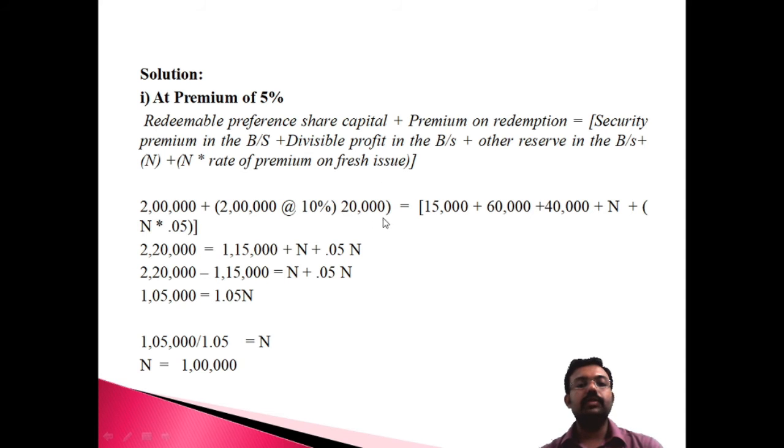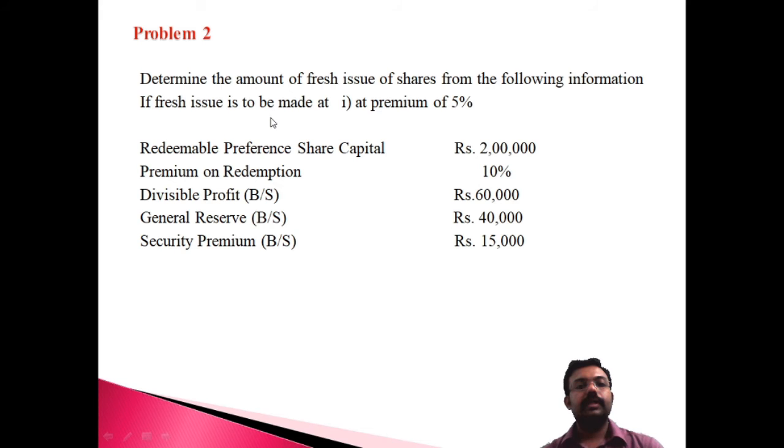Okay, we can substitute all the figures, N plus N into 0.05, and we get 1,05,000. That's 2,20,000 minus 1,50,000, this is 1,05,000 equal to N into 0.05, it's 1.05 N. So N is 1 lakh. That's the amount for the fresh issue of the shares.